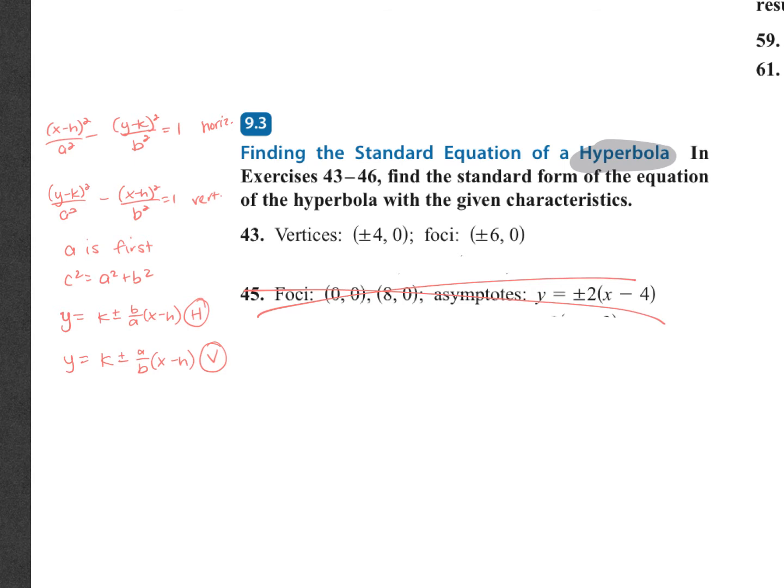So again, think of different kinds of information you could get here. You could get vertices, you could get foci, you could get co-vertices and foci. You could get the length of the major axis or the transverse axis and the foci. So just understand all those different kinds of information.